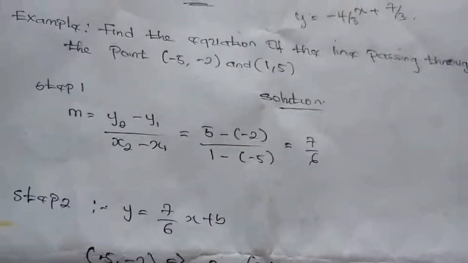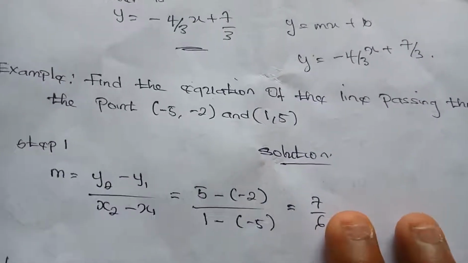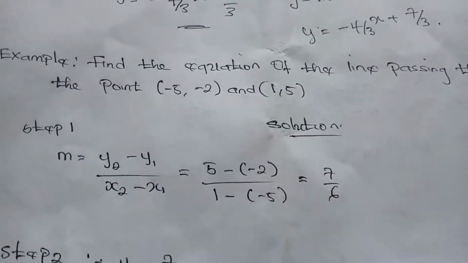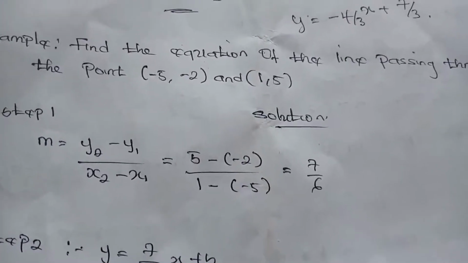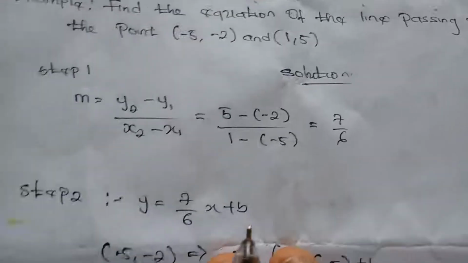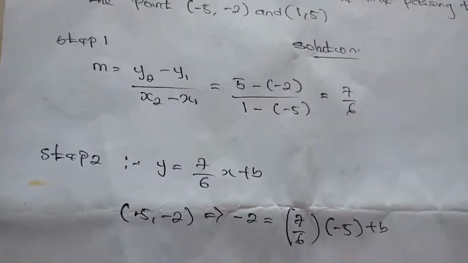Now this is the last example here. Find the equation of the line passing through the points (minus 5, minus 2) and (1, 5). Solution, step 1: what does step 1 tell us again? We find the slope of the line.